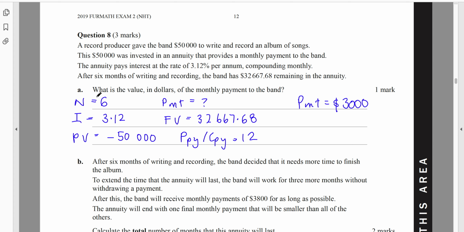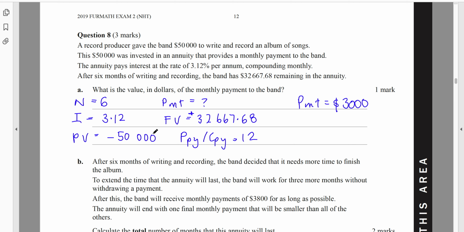So I can put N is 6, and I can also put an FV of 32667.68. Now that's also positive because that's money that the band still has. It's still their money that they could withdraw after 6 months. However, some of these other ones are going to be negative.